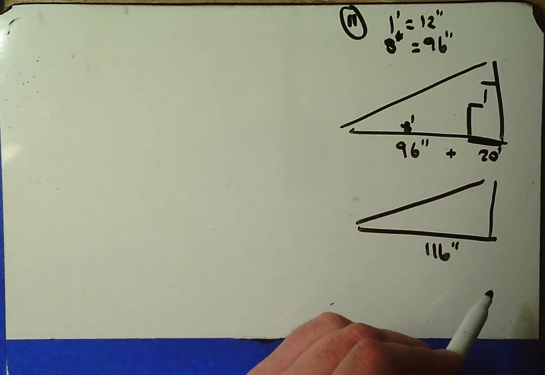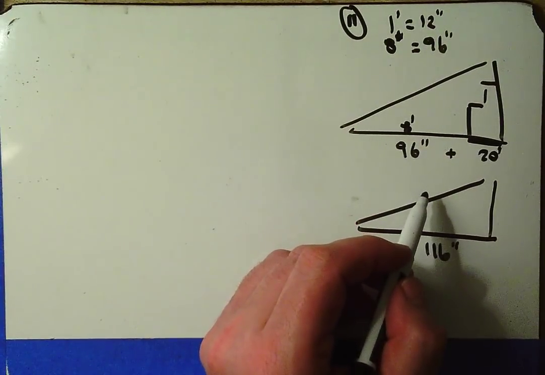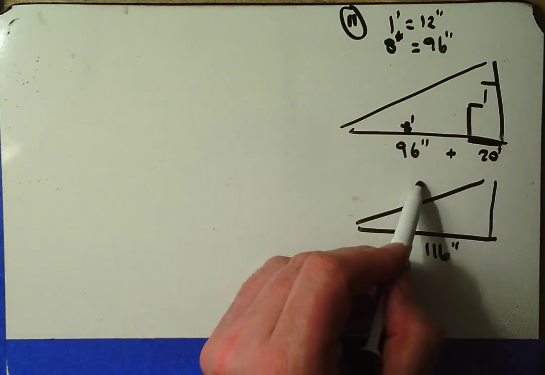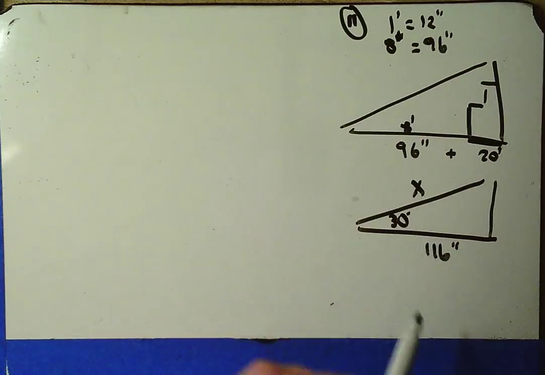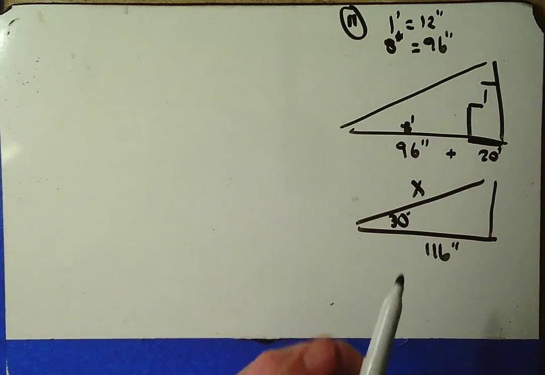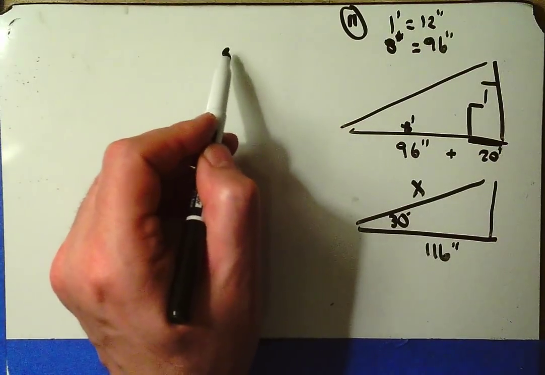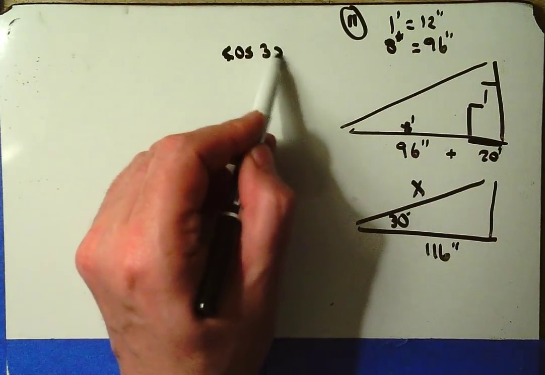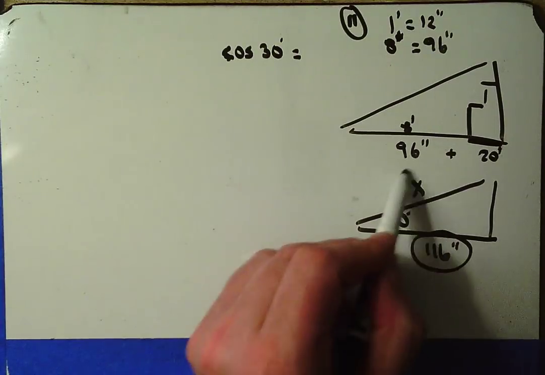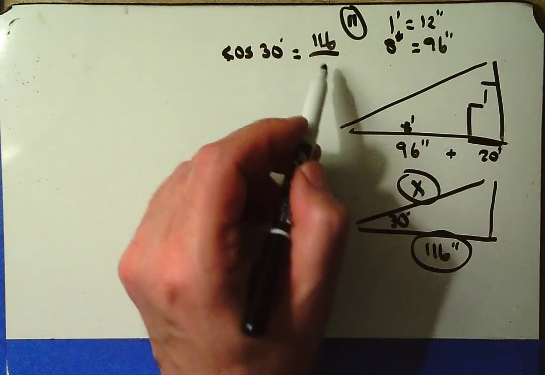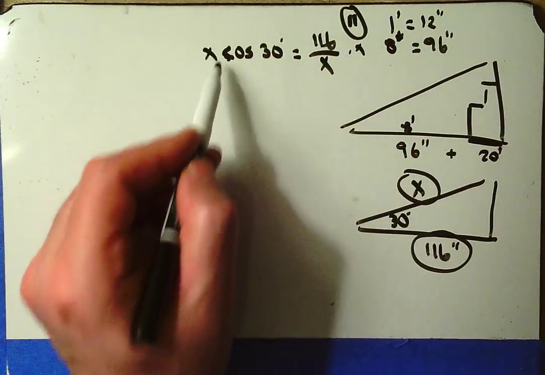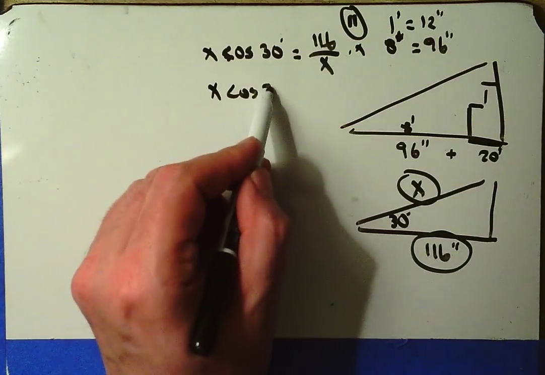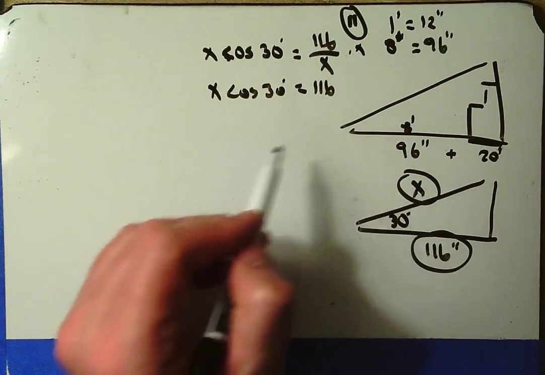Okay, they ask me what's the length of the ramp. So I need to know the length of the ramp, and the length of the ramp would be this. Now, they also tell me that this angle here is 30 degrees. And I remember that the cosine is adjacent over hypotenuse. And so if I multiply both sides by x, I get x cosine 30 equals 116.